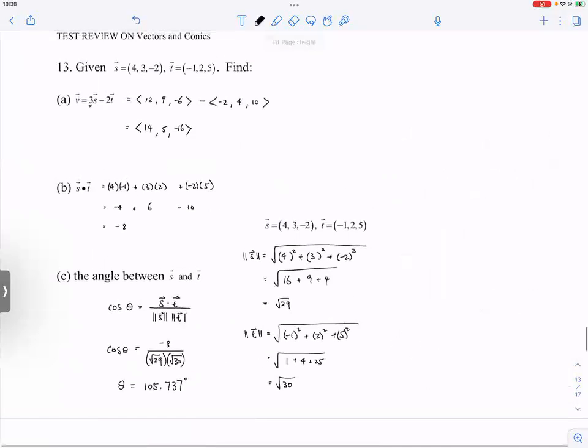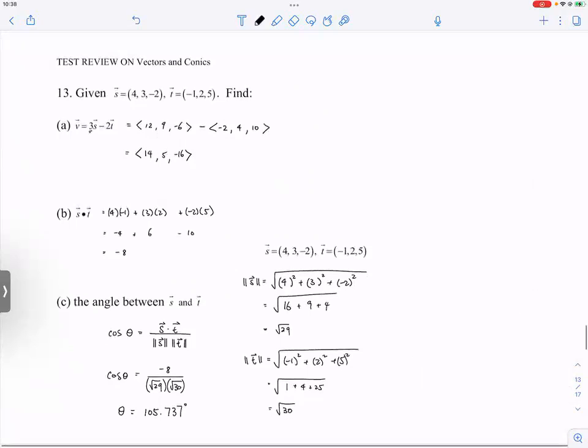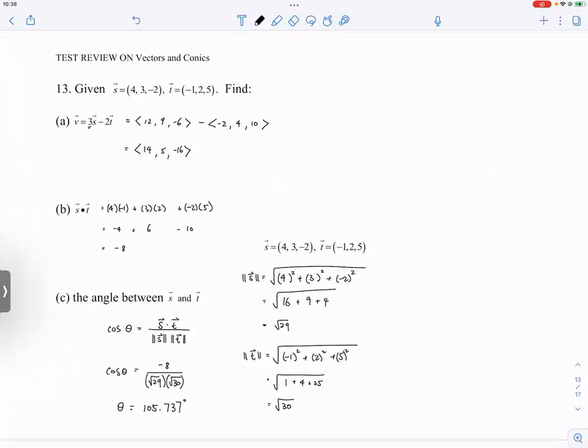So yes, you need to know how to handle this 3-dimensional vector. But the work is just like the 2-dimensional vector with one extra step, because of the Z component. Okay.